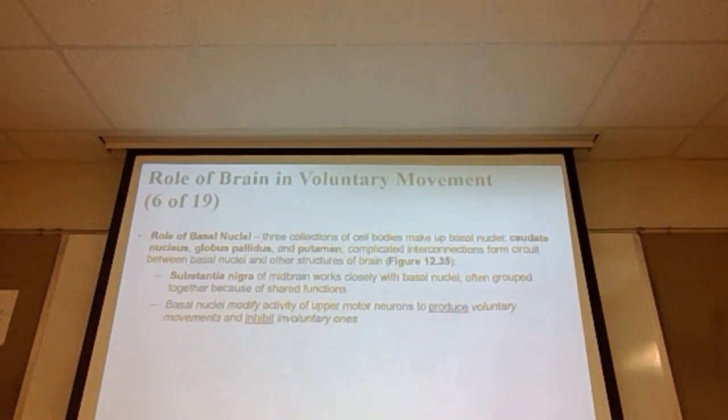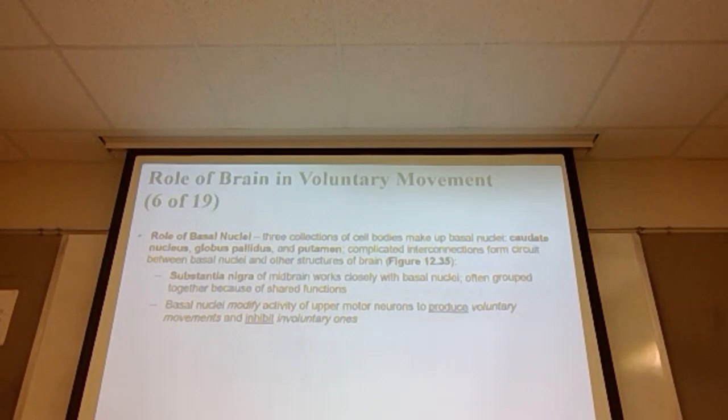The role of basal nuclei. There are three collections of cell bodies that make up the basal nuclei: the caudate nucleus, the globus pallidus, and the putamen. This is a series of very complicated interconnections which form a circuit between the basal nuclei and other structures of the brain. There is the substantia nigra, an area of the midbrain that works closely with the basal nuclei. These are usually grouped together because they have shared functions.